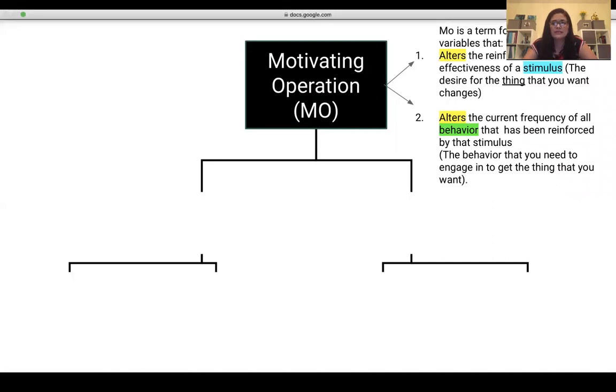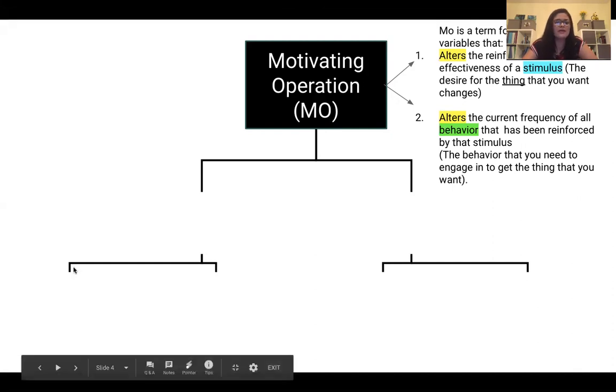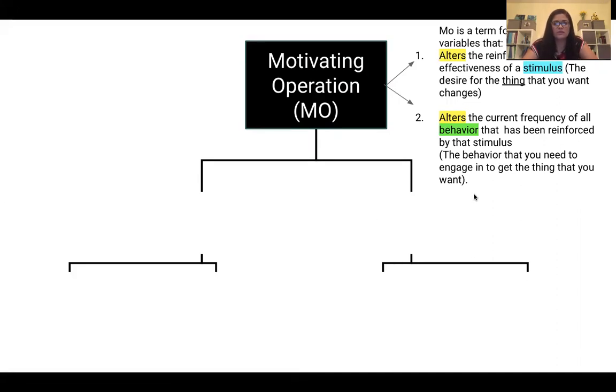Okay, so here it is, guys. This is what Cooper says, and I made a humongous amount of notes here, all based on what Cooper wrote. So basically, MO is a term for environmental variables that alter the reinforcing effectiveness of a stimulus. What do we mean by that? It means that, for example, the desire for the thing that you want changes. That's part one of the definition, and that's what I want you to keep in mind.